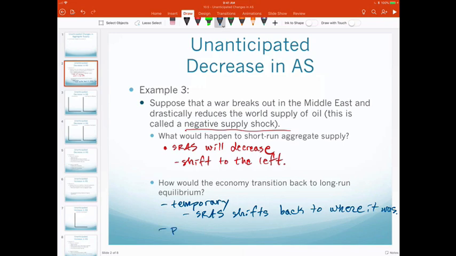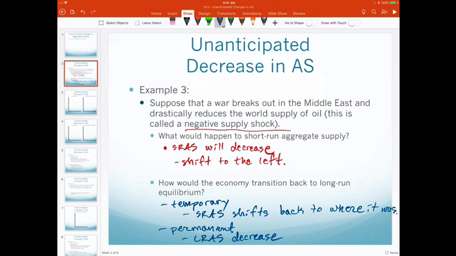However, if it is permanent, as if I could spell permanent. Here we go. Permanent, right? That means the Middle East is mired in war for the foreseeable future. Then what's going to happen? The short-run aggregate supply curve will stay decreased. It'll stay shifted to the left, but the long-run aggregate supply will decrease. That is, it will shift to the left as well because now in the long run, the world has a reduced amount of resources available.